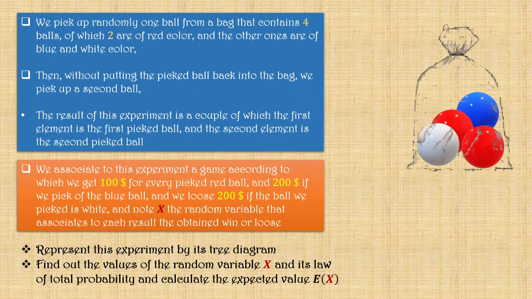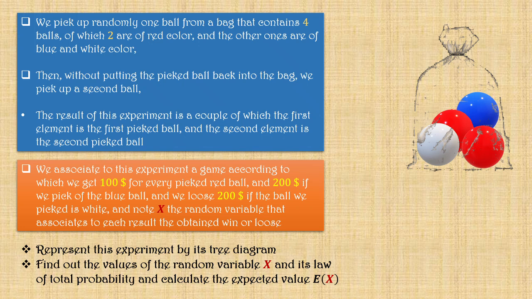After this, we link our experiment to a game according to which we will be getting $100 for every picked ball of red color, and $200 if the picked ball is blue, and we lose $200 if a white ball is picked. And we note capital X the random variable that associates to each result the won or the lost amount of money.